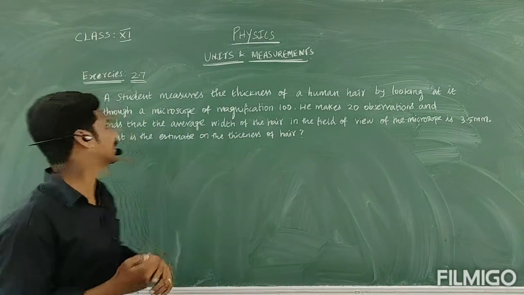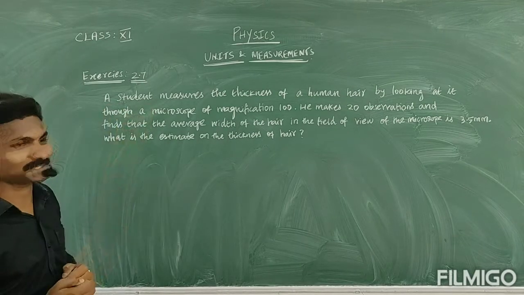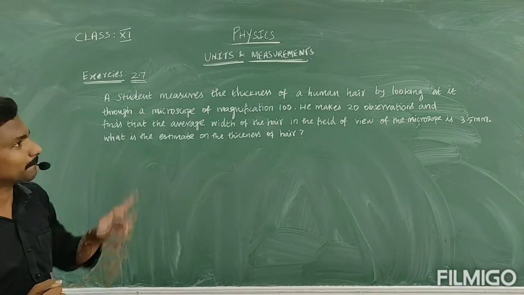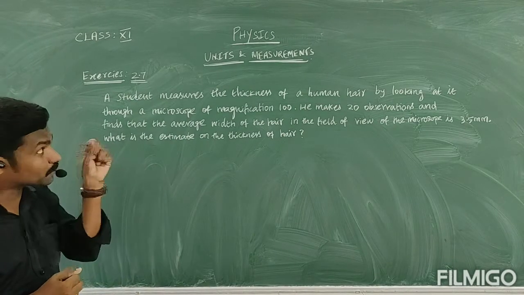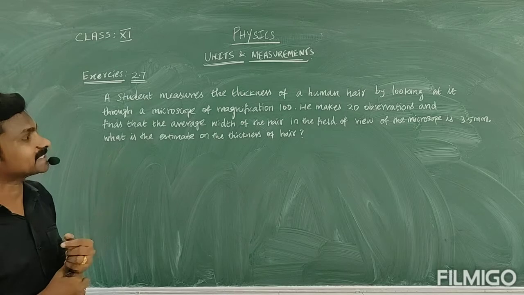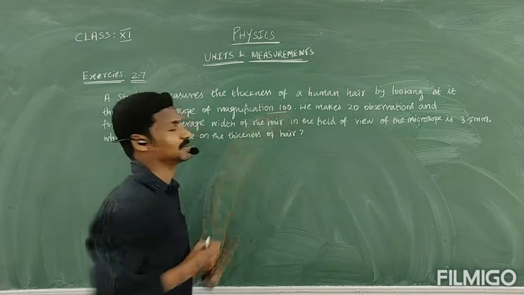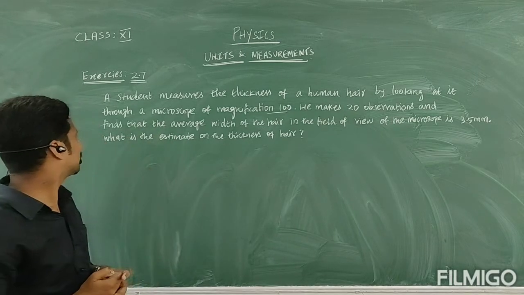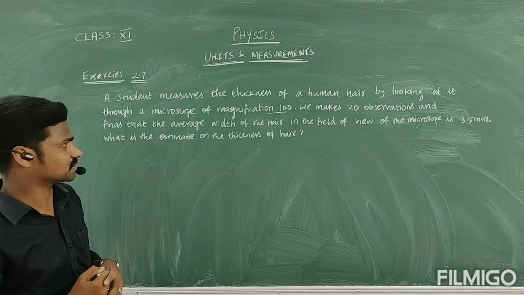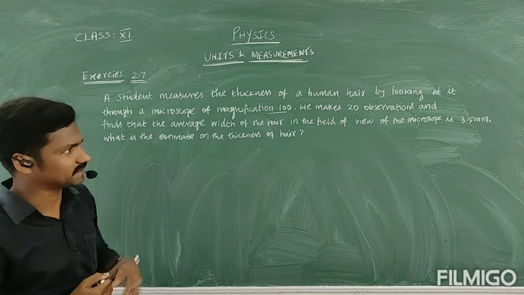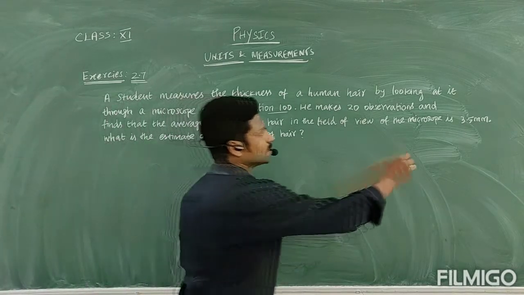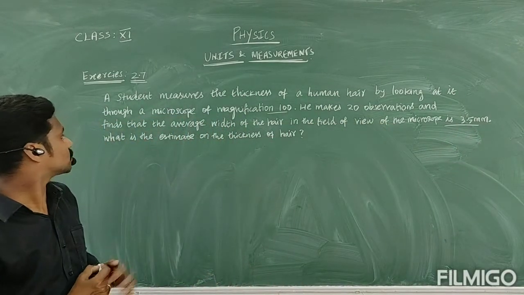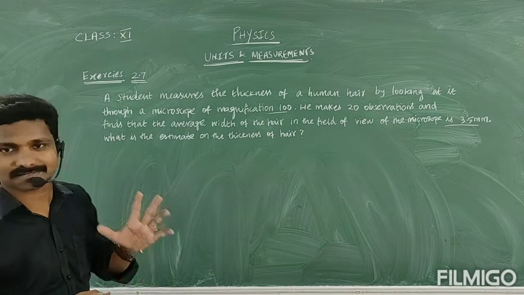See the question. A student measures the thickness of a human hair by looking at it through a microscope of magnification 100. He makes 20 observations and finds that the average width of the hair in the field of view of the microscope is 3.5 millimeter. What is the estimate of the thickness of the hair?